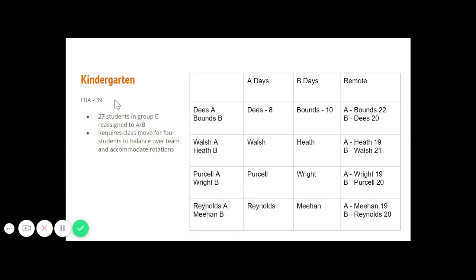In kindergarten, we had 39 students who were assigned to full remote academy, and we have an even number of teachers. We have 27 students who were originally assigned to Group C who have now been moved into A and B. This does mean that we have a few students that will need to move to a different class to balance over the team and accommodate these rotations, and our administrative team will make individual communications with any family that is impacted by this change by Wednesday of this week.